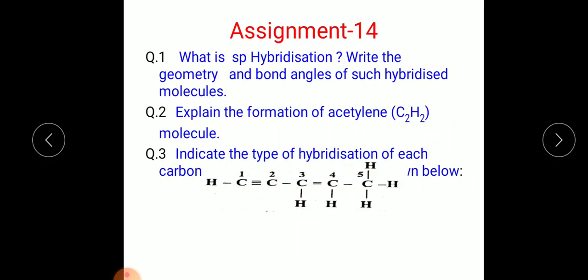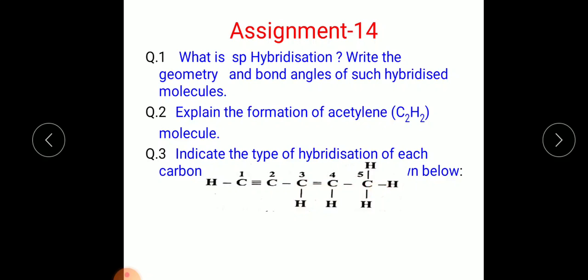Now assignment 14, today's questions. Question number 1, what is sp hybridization? Write the geometry and bond angles of such hybridized molecules. Question number 2, explain the formation of acetylene, C2H2 molecule, the thing that we explained just now. And question number 3, indicate the type of hybridization of each carbon shown below. Now we have carbon number 1, 2, 3, 4, 5. You have to write down the hybridization of each carbon atom.